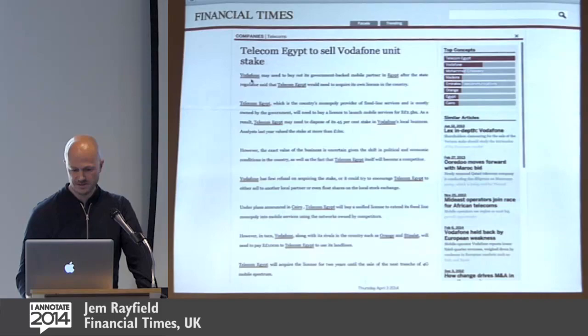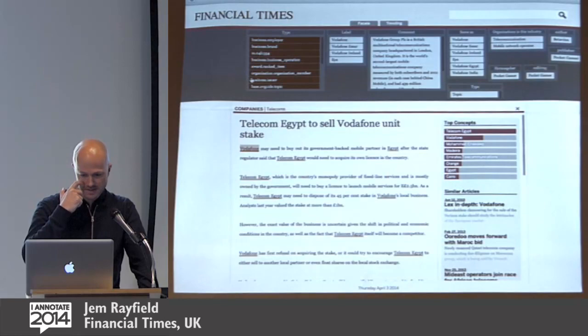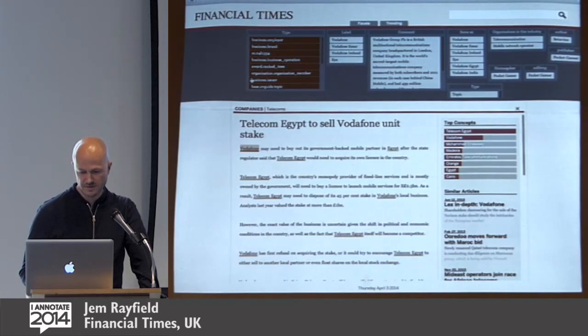So if we click on Vodafone, for example, sorry, near the microphone. It's using a semantic graph behind the scenes, so you can see here that it gives you a lot more information about that company. So you can see who the company is, other types of companies, using a semantic graph underneath the hood, so that you can navigate through similar pieces of content.